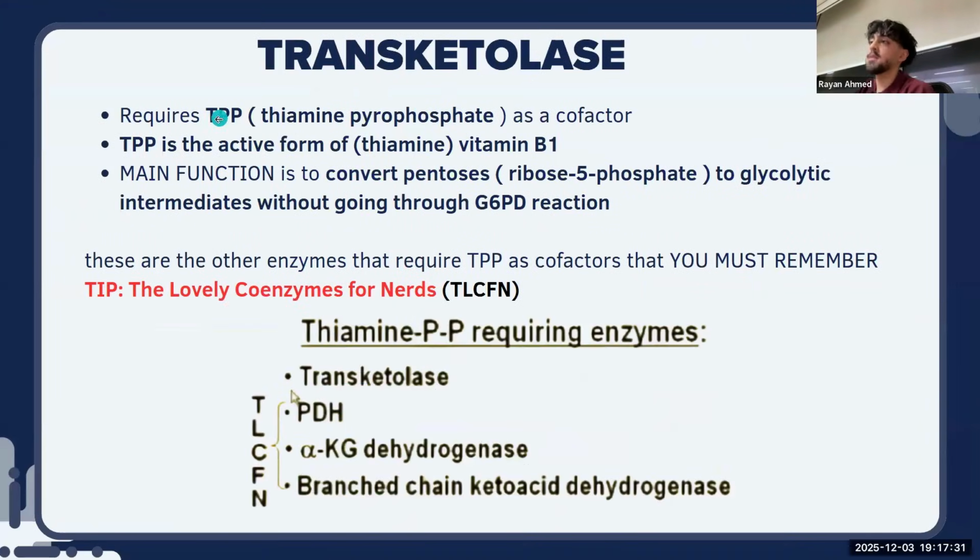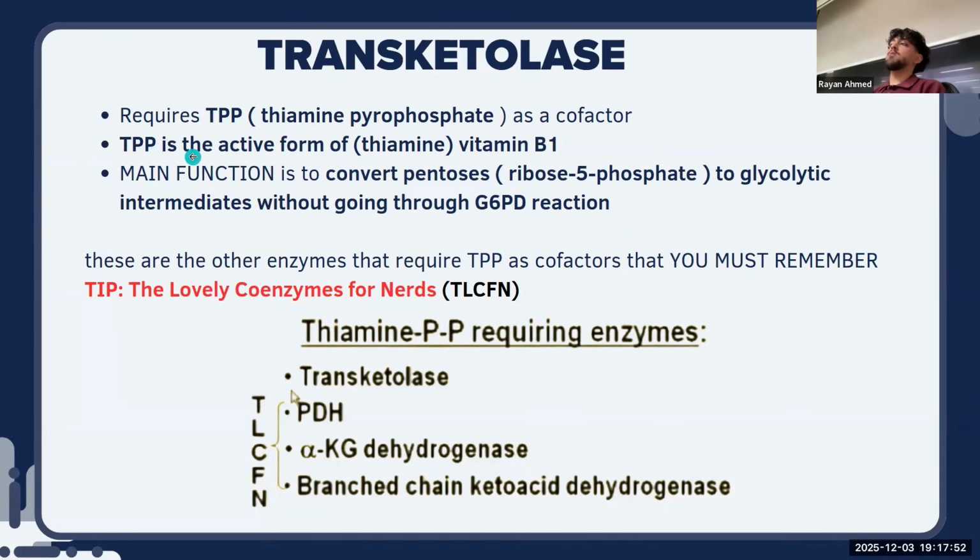Again, transketolase, guys. It requires TPP, which is thiamine pyrophosphate, as cofactor. You guys know this from previous lectures as well, but just add another enzyme that requires it, transketolase as well. And TPP is the active form of thiamine, which is vitamin B1. Please keep this in mind. They might ask you guys multiple choice about this as well.